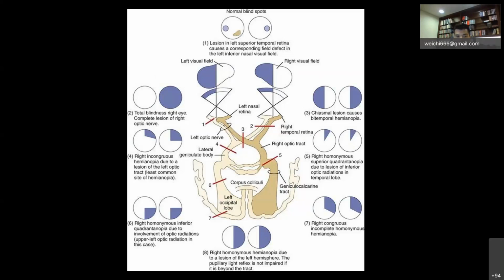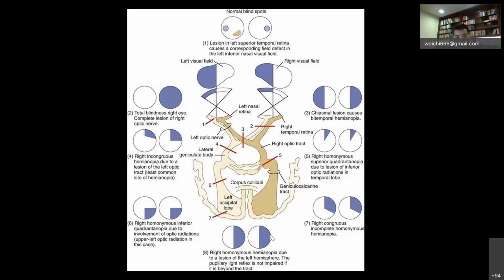Yeah, understand, doctor. Okay, so this is a little bit complicated, but if you interpret it carefully and think it through thoroughly, you will understand what I'm talking about. So after the chiasm, if there is a lesion, you see that the defect is on the same side. So for the lesions in number 4, 5, 6, 7, you see that the defects are on the same side.